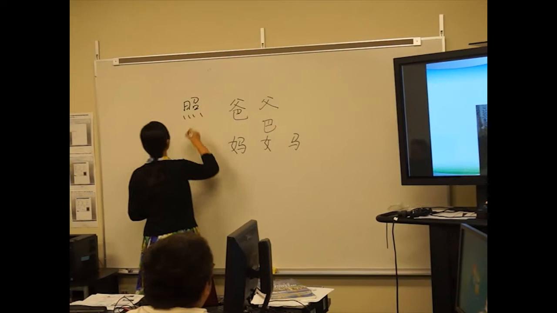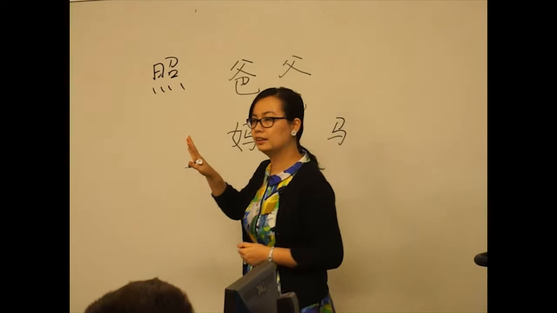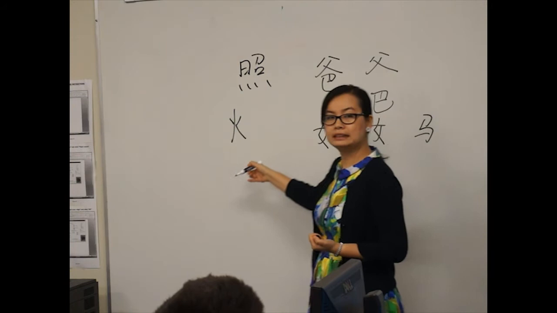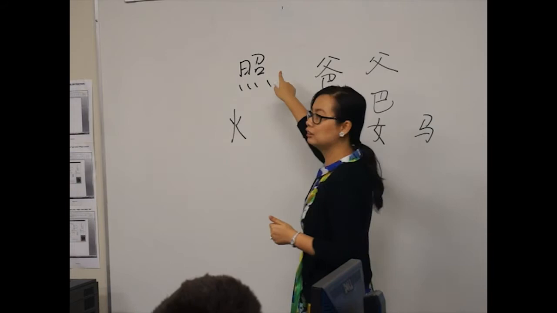Can you find on the bottom there are four dots here? Actually, if it's on the left, that would be written like this. Are you familiar with this radical? Yes, exactly. This is fire. So this character alone means illumination.